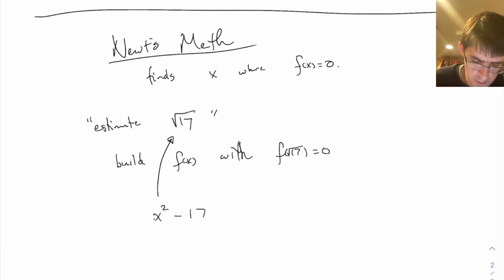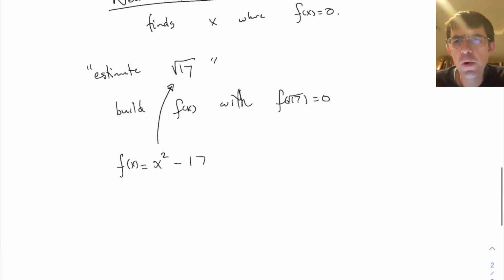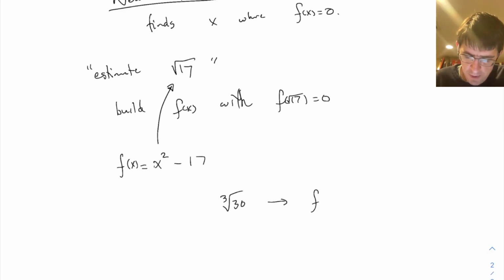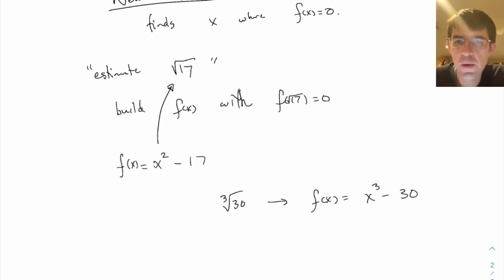So for a square root, you use just that. If I had some other kind of root, a cube root or something like that, say the cube root of 30, then I would use f of x equals x cubed minus 30, right? You always use whatever that power is, x to that power, and then minus whatever the number inside is.